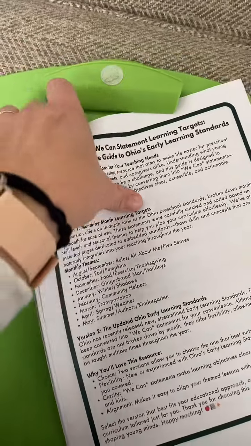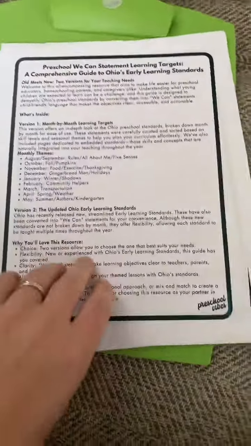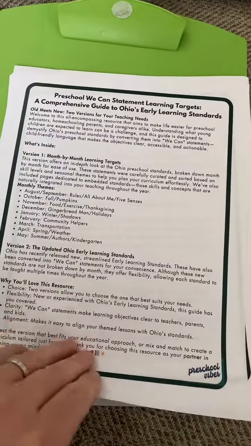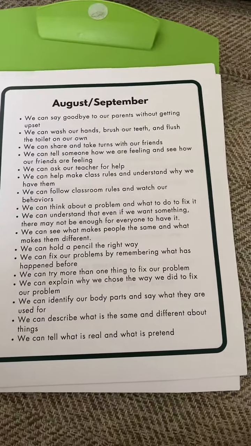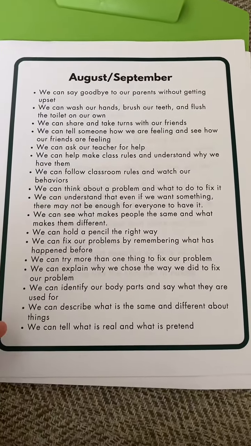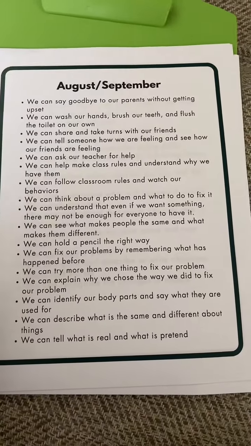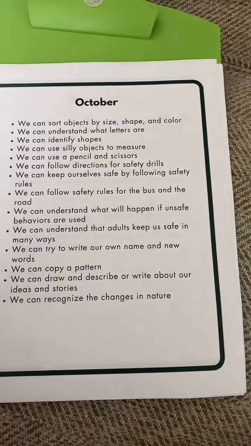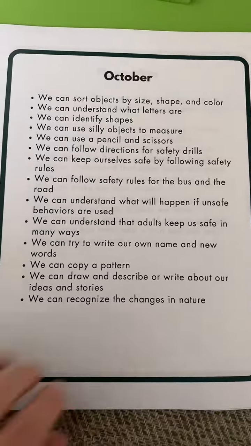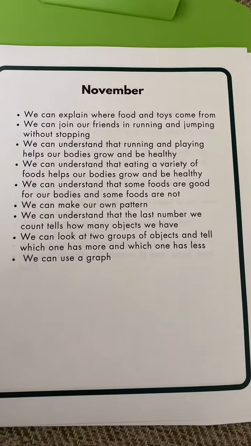So what I used to do is I have them sorted by month, and I started with the easier skills in August. This looks really long, but most of these are what you're going to do at the beginning of the year either way. Or if you're a parent, these are the things you want to start with. And then here's October. So I sorted them by month.